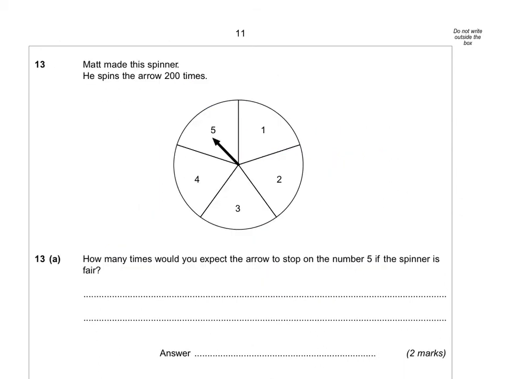Question 13. Matt made this spinner. He spins the arrow 200 times. 13 Part A. How many times would you expect the arrow to stop on the number 5 if the spinner is fair? So, assuming the spinner is divided into 5 equal sections, it should land on the number 5 on 1/5 of the spins. So if we work out 200 divided by 5, which gives us an answer of 40, we would expect the arrow to stop on the number 5 40 times.